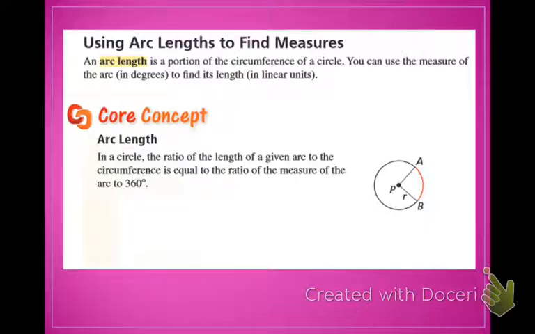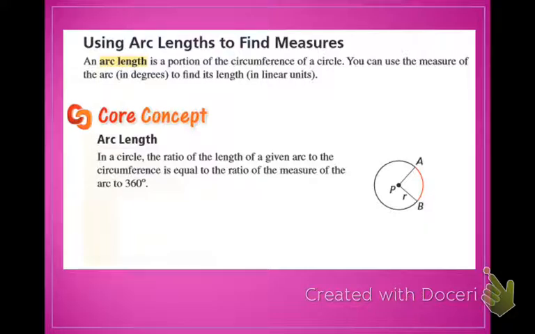A circumference is the distance around a circle, right? An arc length is a portion of it. So it would be like the crust of your piece of pizza out of the entire pizza. So arc length is a portion of the circumference of a circle. You can use the measure of the arc in degrees to find its length in linear units.